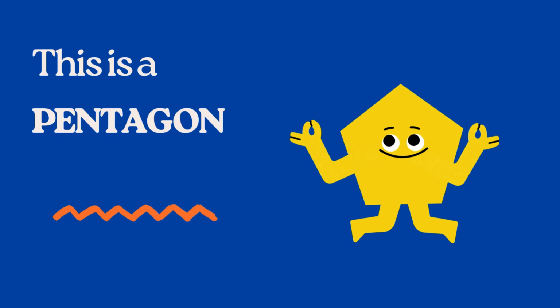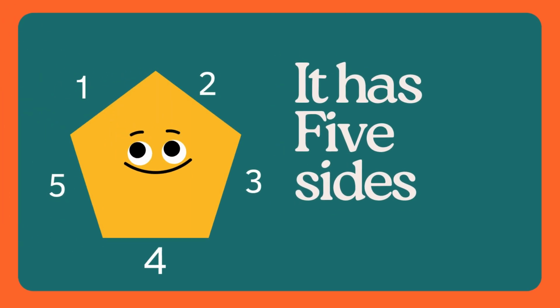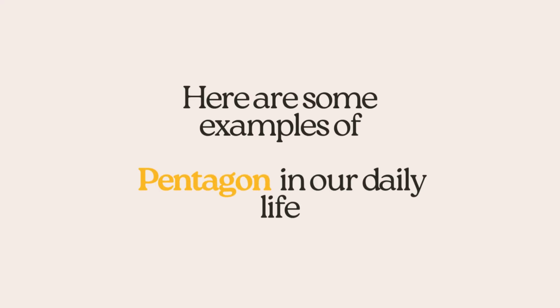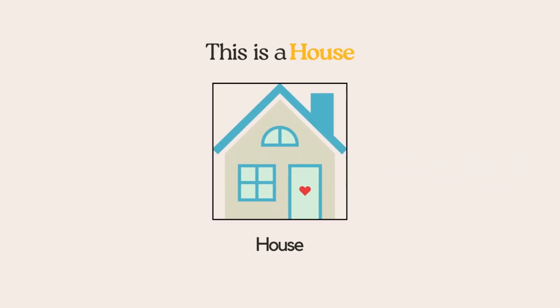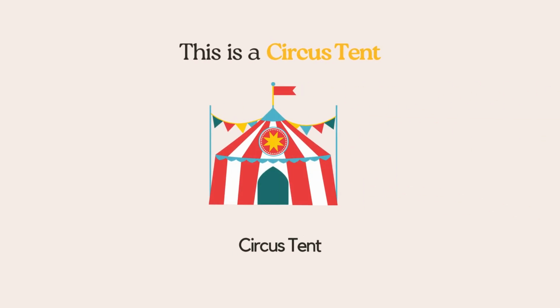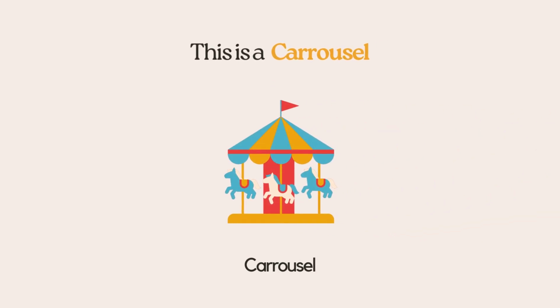This is a pentagon. It has five sides. Here are some examples of pentagon in our daily life. This is a house. This is a circus tent. This is a carousel.